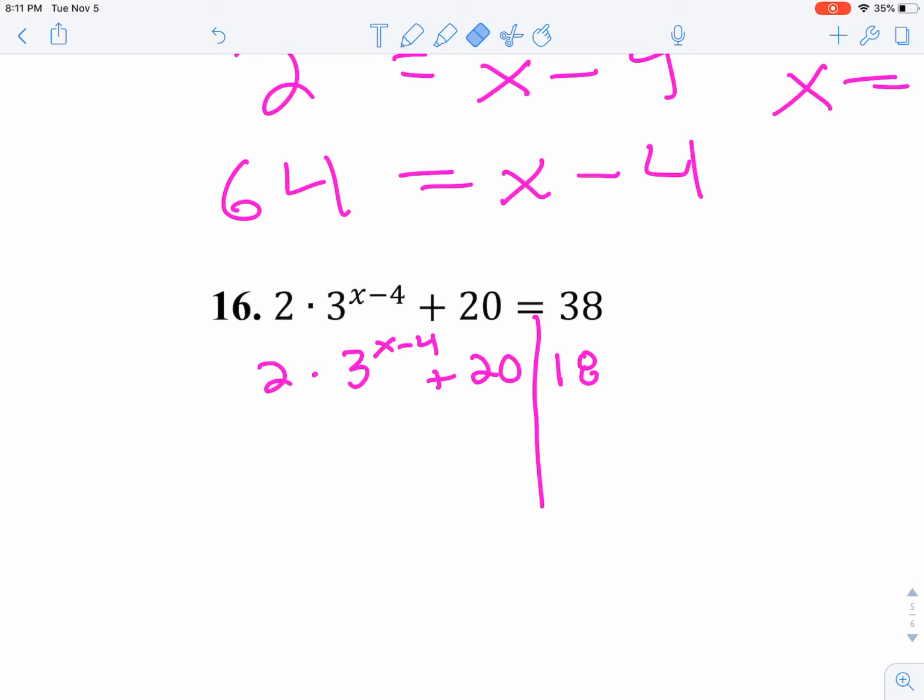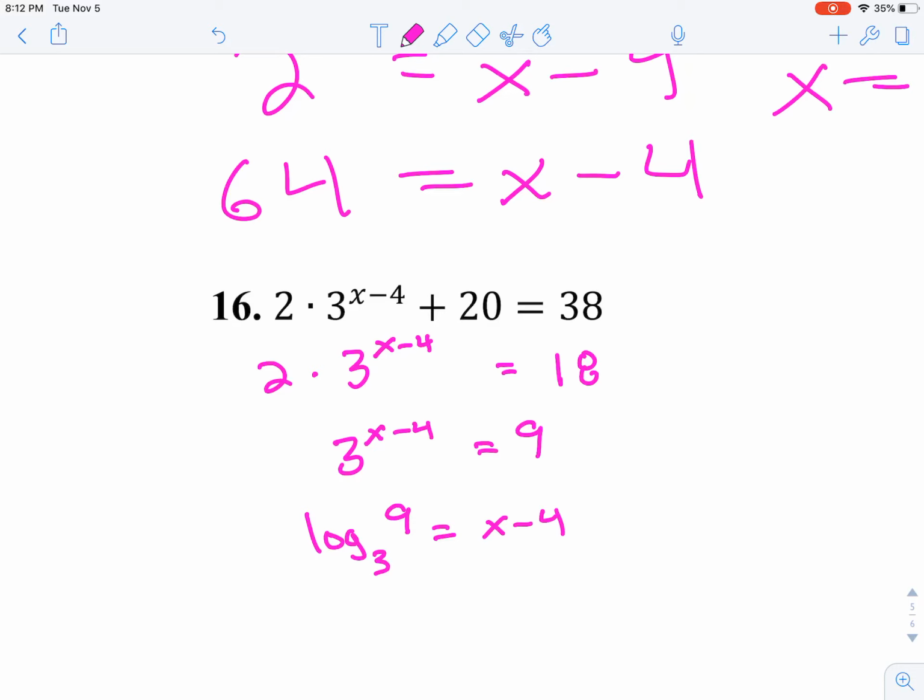No, there's no minus. Sorry. Okay. And then I'm going to divide both sides by 2. Now it's a real little problem, something that's more manageable for me to handle. So I'm going to make a logarithm, and I know that logarithm is base 3. I know the answer to the problem is 9. And then I know that it's going to equal the exponent of x minus 4.